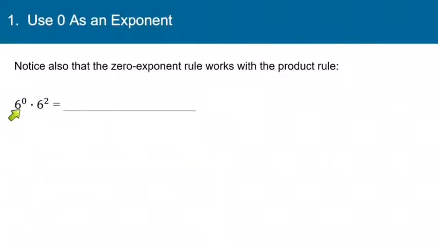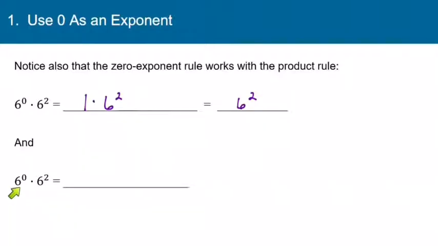So first let's use our zero exponent rule here. We know that 6 to the 0 power is 1, and then we have times 6 to the second. Of course, 1 times 6 to the second is 6 to the second. But if we look at it using the product rule, then 6 to the 0 times 6 to the second, we would be able to add these two exponents together. So it would be 6 to the 0 plus 2, and 0 plus 2 is 2. So that would just give us 6 to the second. So here we are using the zero exponent rule to evaluate, and here we're using the product rule to add the exponents, but they both give us the same result.